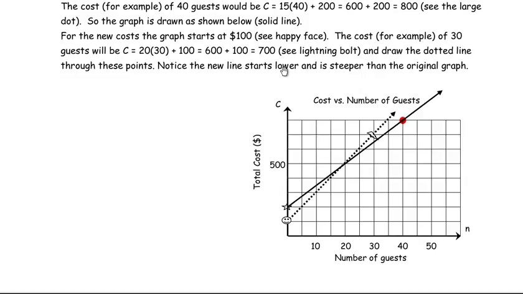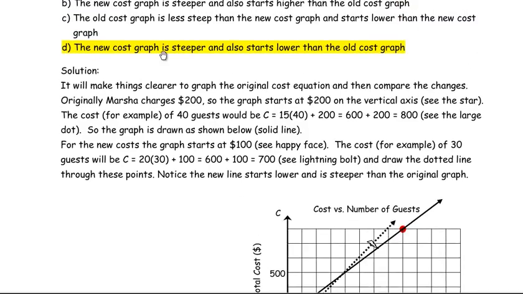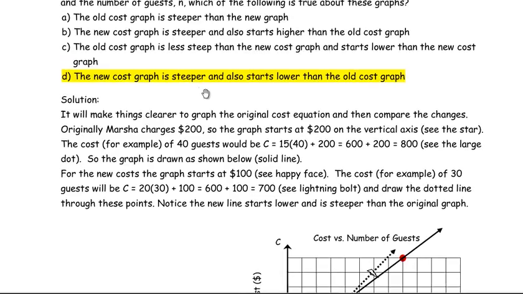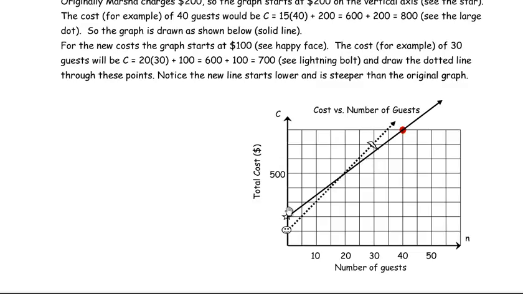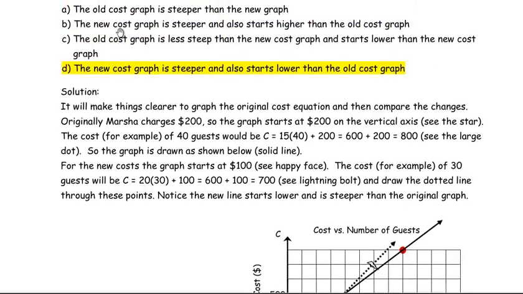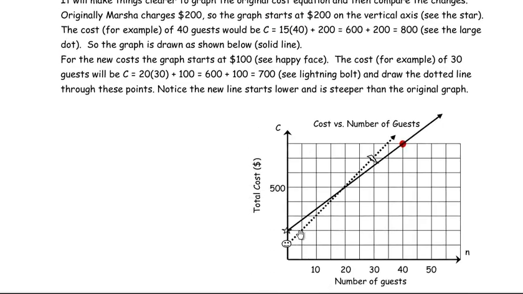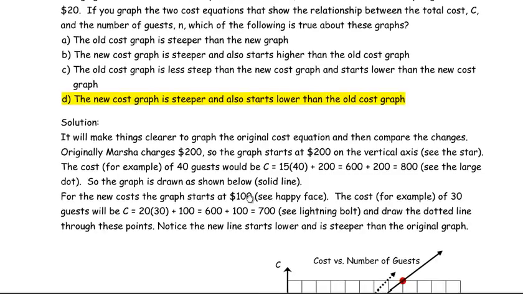Notice that the new line starts lower, but it's steeper because she's charging more per person. And so if you look up here, the new cost graph is steeper, and also starts lower than the old cost graph. So that's why D is the correct answer. If you look at some of the other ones, the old cost graph is steeper than the new. Well, that's not the case. The old cost graph is less steep than the new one. The new cost graph is steeper, which is true, and also starts higher than the old cost graph. Well, that last part isn't true because the new cost graph actually starts lower. So that's why B would not be correct.